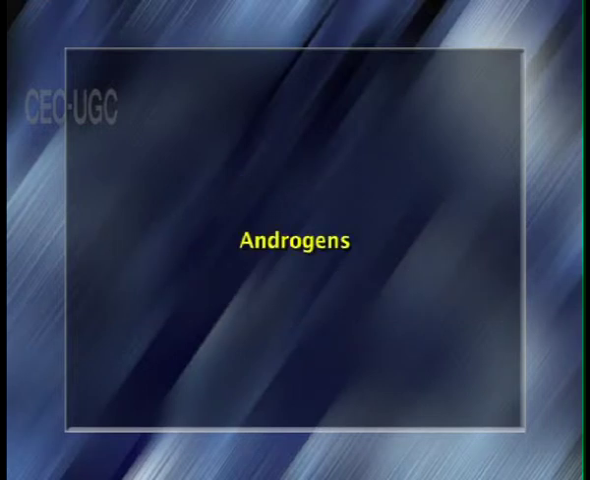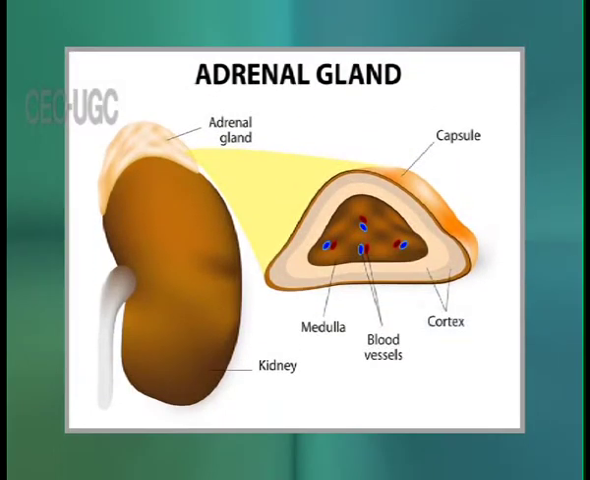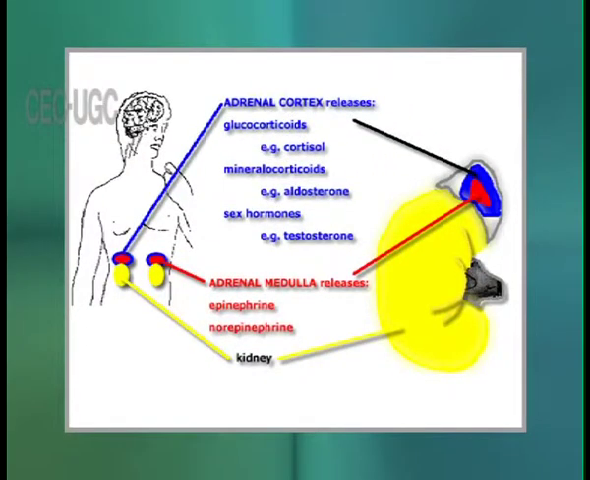Androgens such as testosterone are produced at low levels in the adrenal cortex to regulate the growth and activity of cells that are receptive to male hormones. In adult males, the amount of androgens produced by the testes is many times greater than the amount produced by the adrenal cortex, leading to the appearance of male secondary sex characteristics.